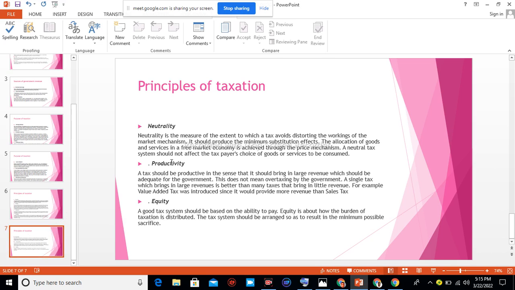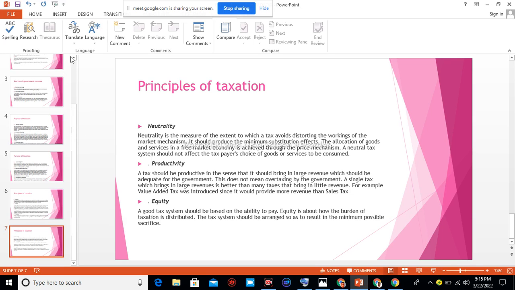There is also equity. A good tax system should be based on ability to pay. Then there is neutrality. It is the measure of the extent to which a tax avoids distorting the workings of the market mechanisms.